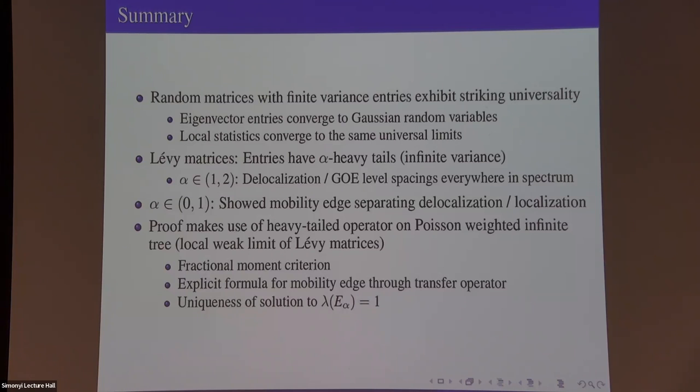Do the same questions make sense for random permutation matrices? I think many of the results should go through there too. And will you still be able to reduce and do the analysis on the tree? Yes, it would still be able to reduce the analysis to the tree.